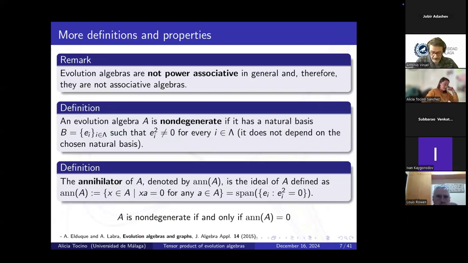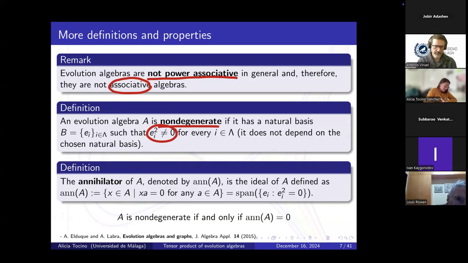Some remarks: evolution algebras are not power associative, and therefore they are not associative algebras. And we say that an evolution algebra is non-degenerate if it has a natural basis such that all of the elements squared are different from 0. And Yolanda, in her PhD, proved that this does not depend on the chosen natural basis.